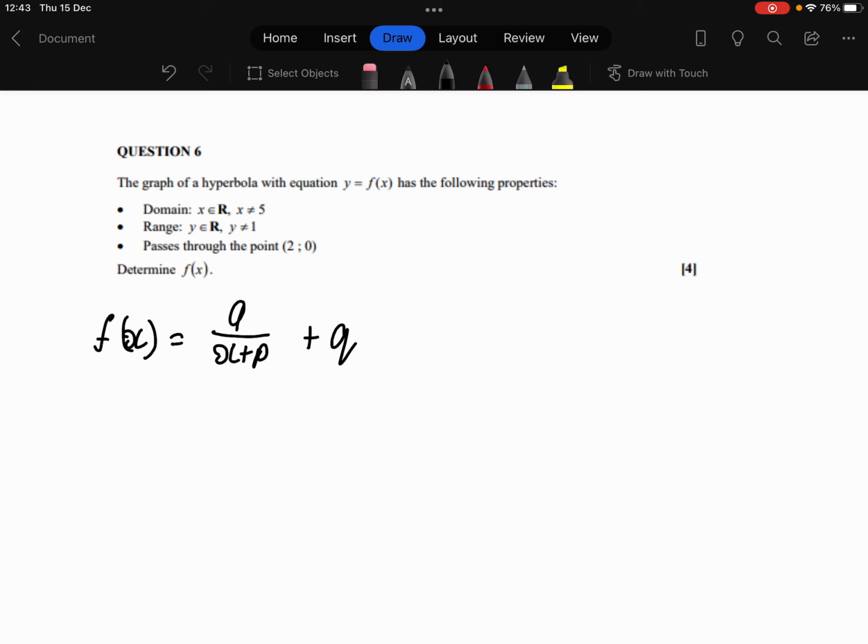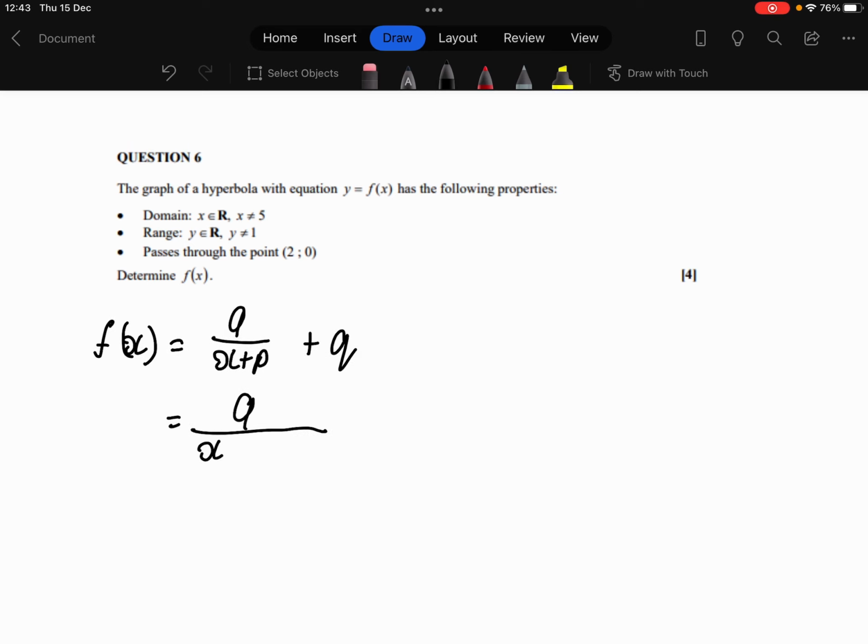Domain, x is an element of R where x cannot equal 5. Okay, so domain, we're looking from left to right, and they're saying the domain is basically negative infinity to positive infinity, but not positive 5. If it's not positive 5, that by definition means there is an asymptote there. Okay, so I'm going to rewrite it, and since it's the domain, we're speaking about x, it's attached to the x. Okay, so we know it's 5.